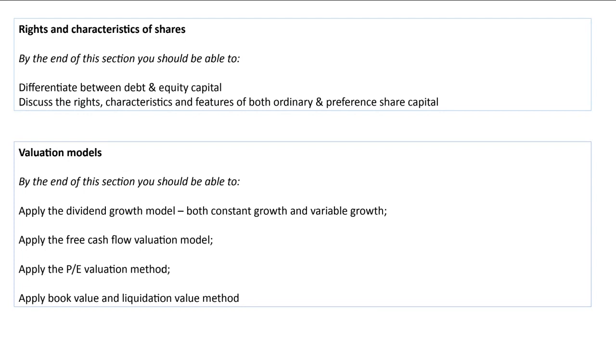So in other words, they'll be willing to pay 5 times the current earnings per share or 20 times the current earnings per share. And that's what that PE ratio indicates. So that's how we arrive at that valuation model.